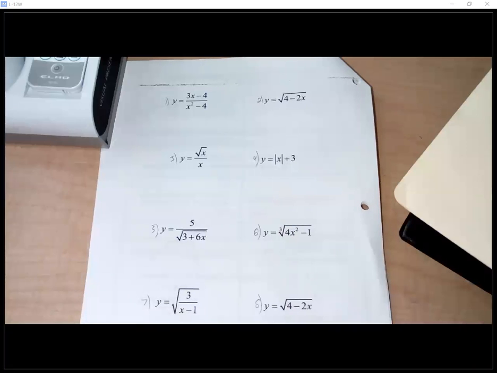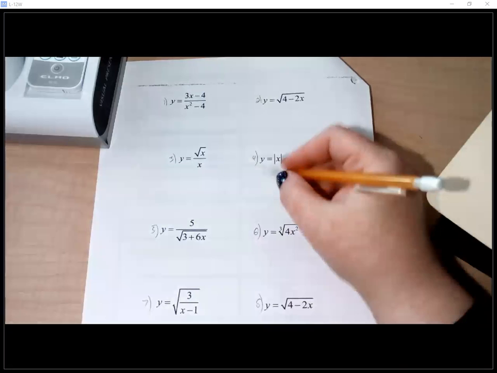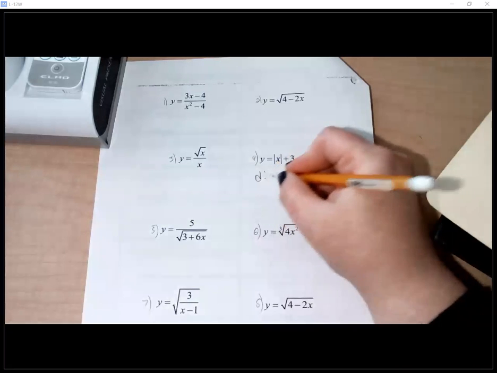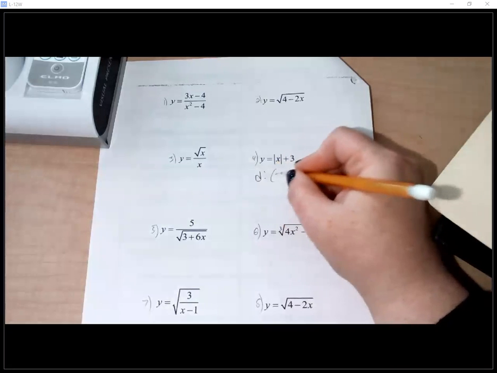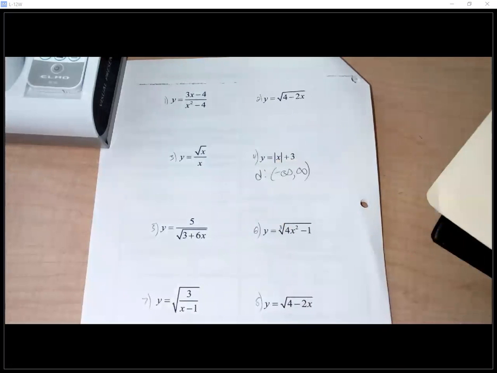My issues don't involve absolute values. I can take the absolute value of anything. Nothing's going to break. That's fine. So the domain for this is just all reals. So I'm going from negative infinity to positive infinity. No big deal. No problems there.